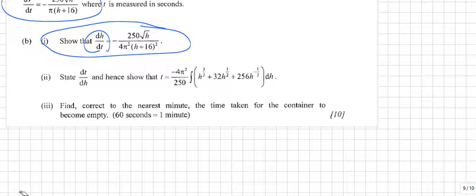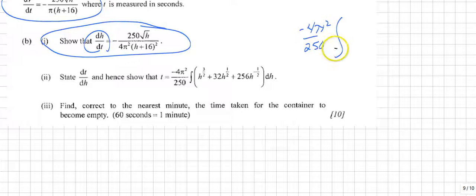Okay, so what we're going to do is use the answer from part 2 to answer part 3. Find, correct to the nearest minute, the time taken for the container to become empty. Well, for it to become empty, we'll have to have a volume of 0, or a height of 0. The height of the container will be 0, and then it's empty. So I'm going to take this integral that we got from part 2, negative 4 pi squared over 250, and integrate it from 48 to 0, since I want it to end at 0 on the top, and if you remember, the initial height was 48.